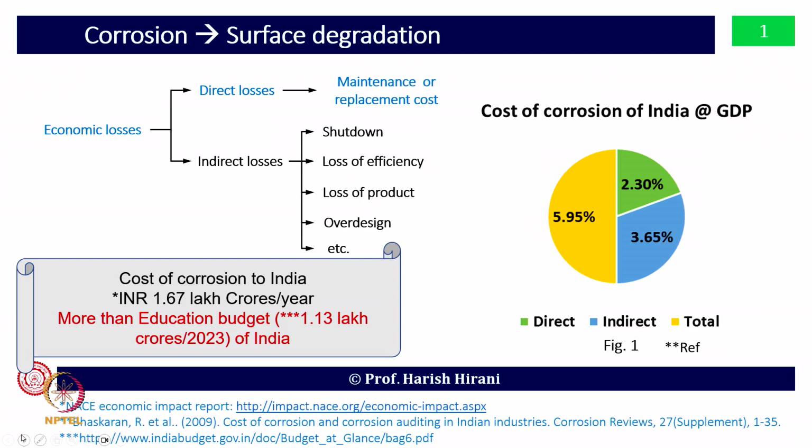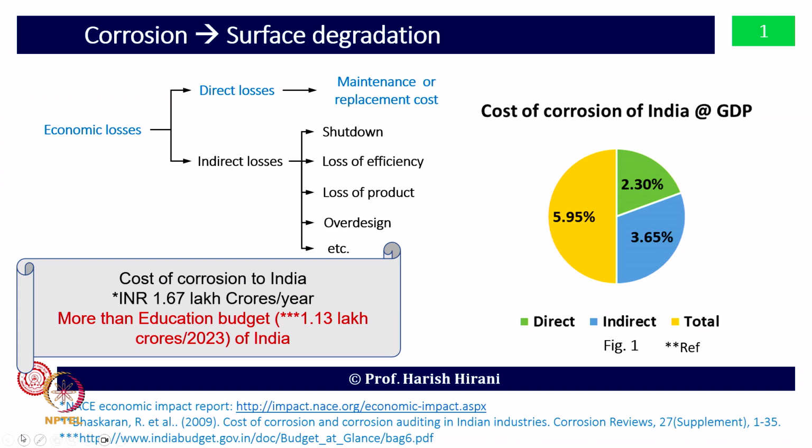In the introduction, maybe in the proposal, I covered some economics-related factors, and I am giving more weightage to corrosion, because the cost of corrosion even in India is almost 5.95% of the GDP, which is equivalent to 1.667 lakh crore. It's a huge amount, huge even from an education point of view, because in 2023 even the complete education budget is just 1.13 lakh crore, which is much lesser compared to the cost of corrosion.